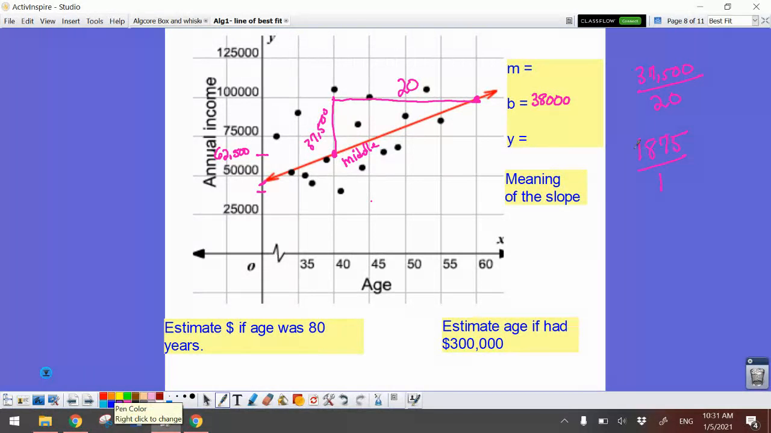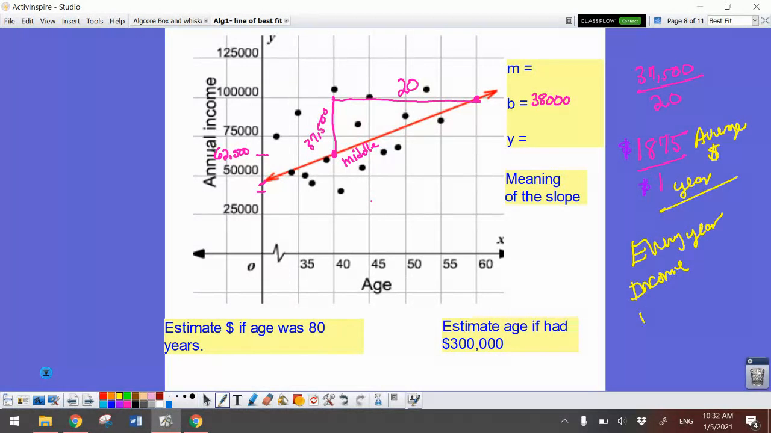Okay, 1875 over 1. So what are we talking about here? What are these? What units? Well, the 1875 is average annual income. So it's money, it's my increase in money because it's income per year. So what does that mean? Well, it means every year my income increases by the $1,875.